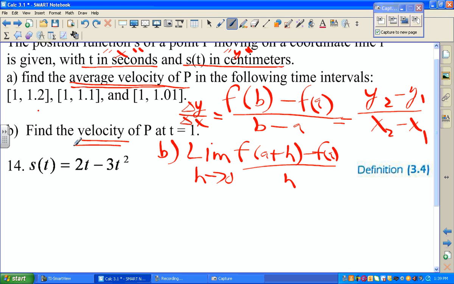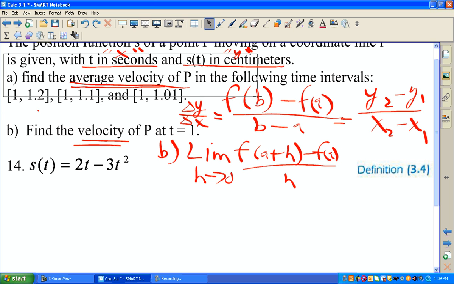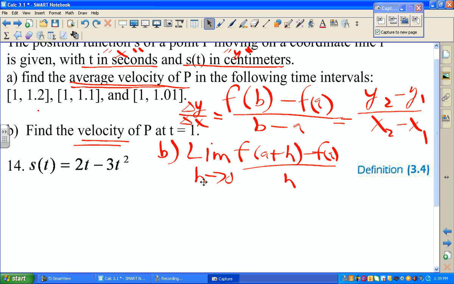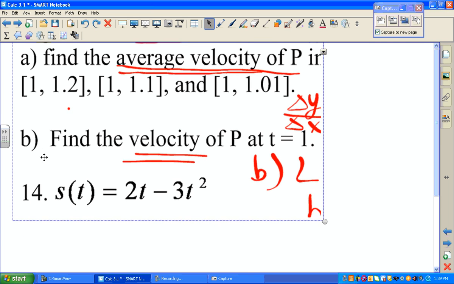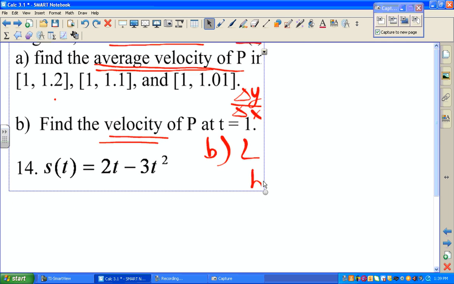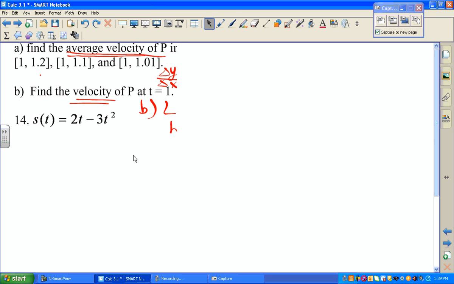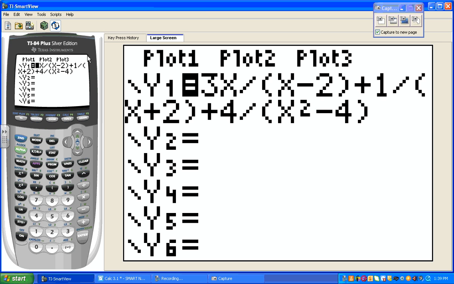So, for part A, very good. I like that. That's for people who don't see really well. All right. Now, why is my calculator out? Because I feel like being lazy.